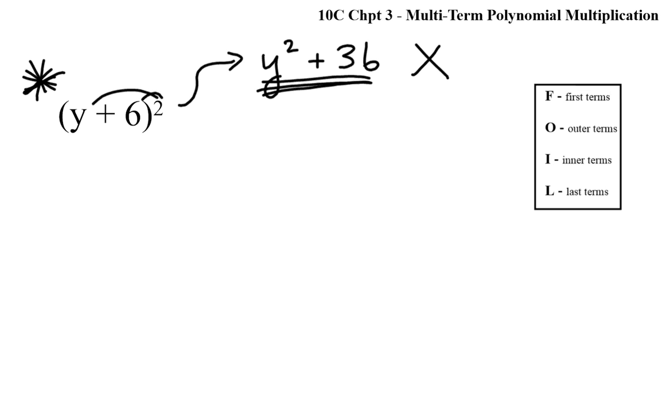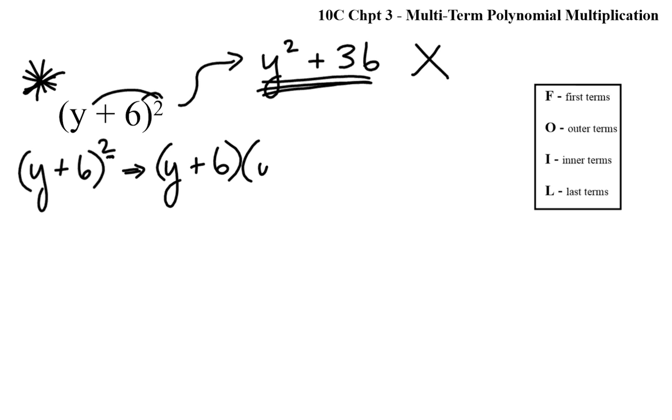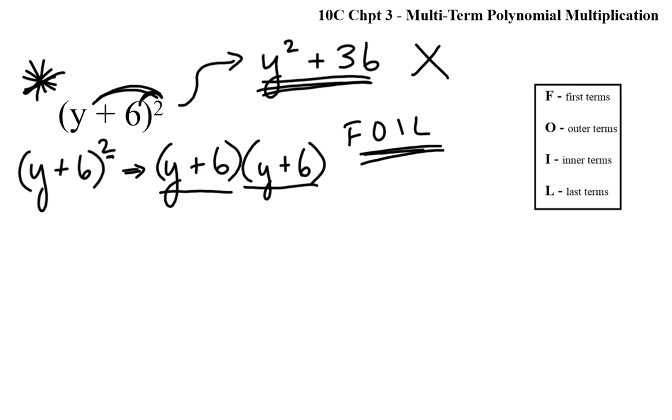Wrong, wrong, wrong. The reason being, the question is y plus 6 squared. Well, what does this exponent 2 tell us to do? It tells us to multiply the y plus 6 times itself. You can't just shortcut and square each term because it's 2-term binomial times 2-term binomial. It requires FOIL. Anytime you have a binomial being squared, write it out as the binomial times itself and do the FOIL steps.